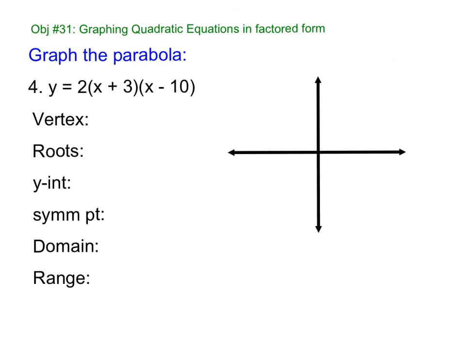All right. Try this one. Pause, do it on your own. All right, so my roots are negative 3, 0 and 10, 0. Again, we set each of those equal to 0. And you can just ignore the 2. The 2 doesn't do anything for the roots.